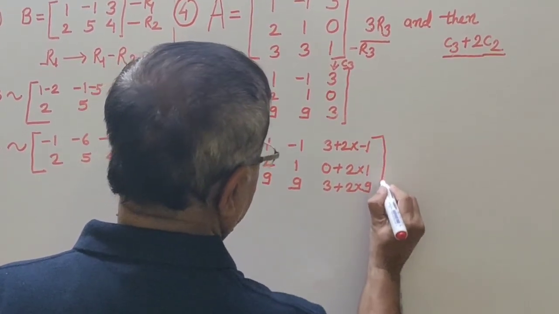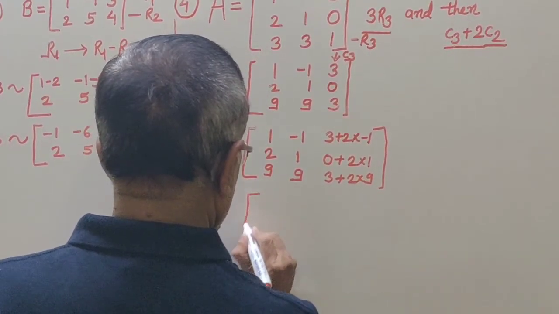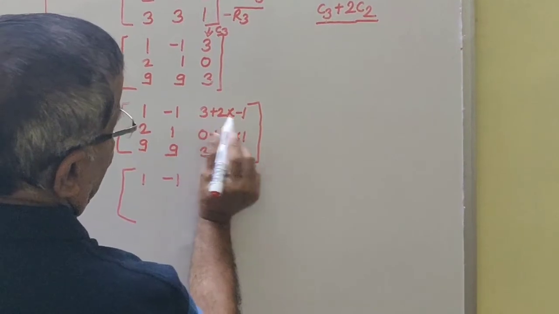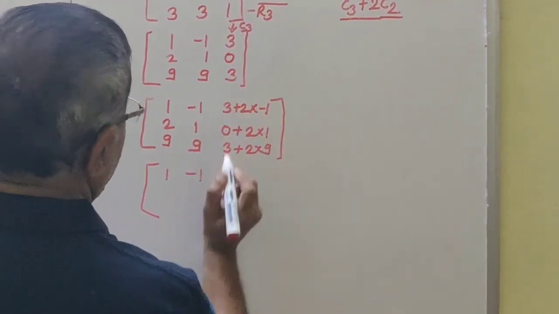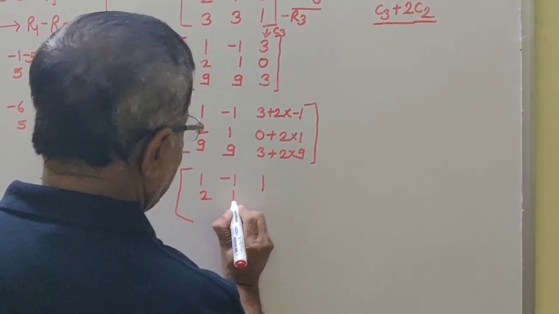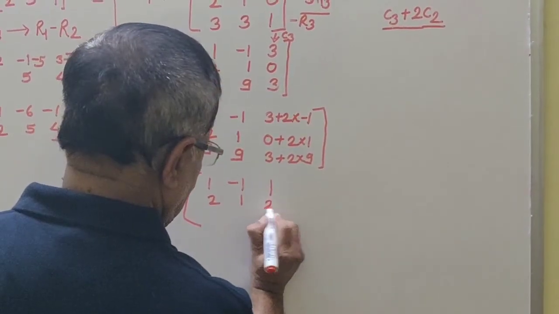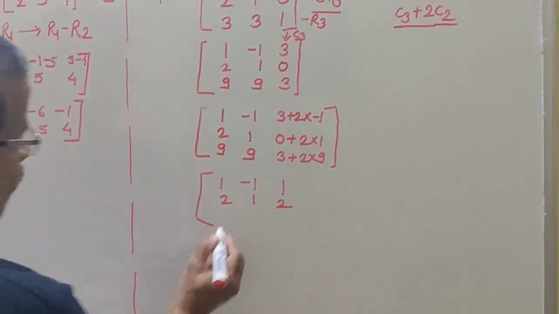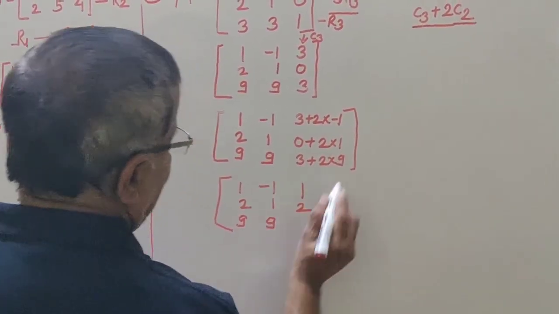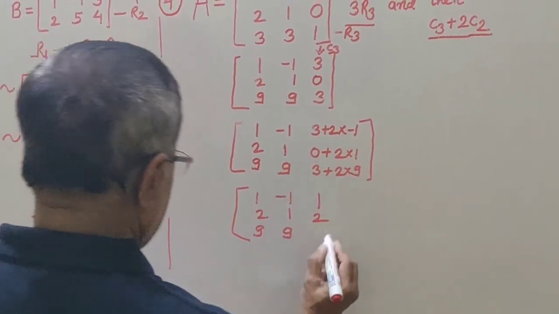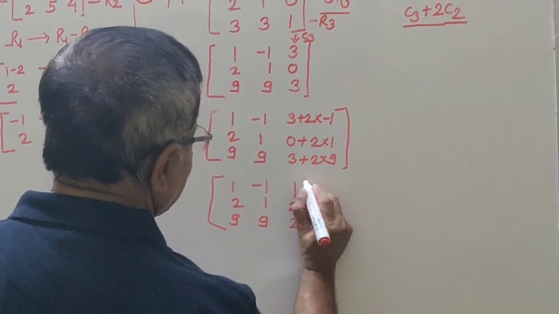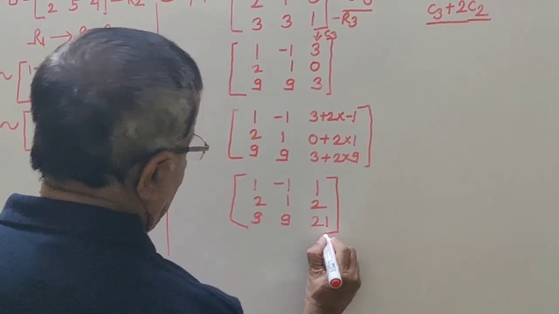Now simplifying this one, I will get 1 minus 1, 3, 2 1, and 2, means 3 minus 2 is 1, 2 will remain the same, 1, 2, 1 and 2, plus 0 is 2. Now this will be 9, 9, 2 nines are 18, 18 plus 3 is 21. This is the required answer for the given problem. Okay.